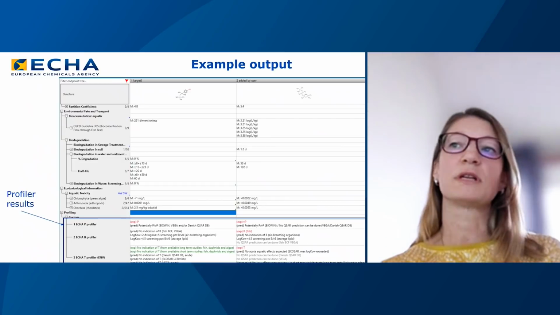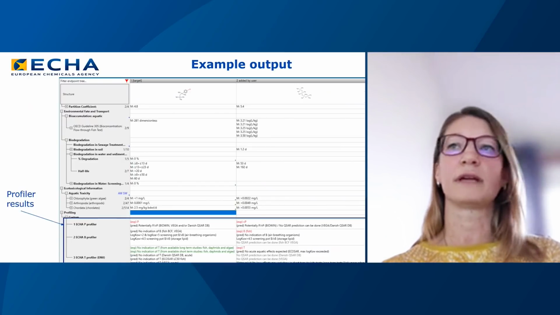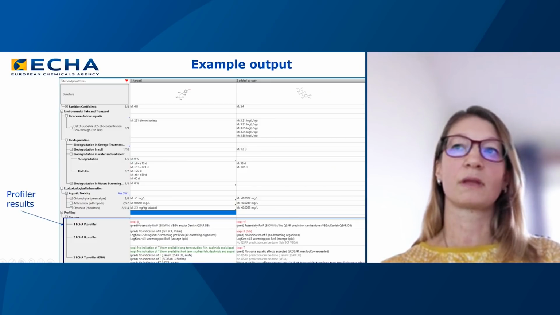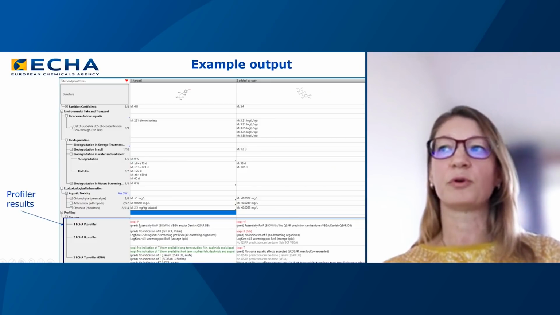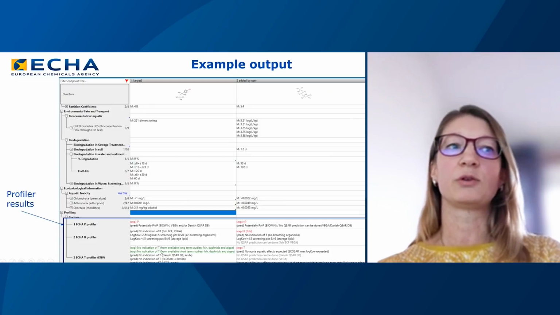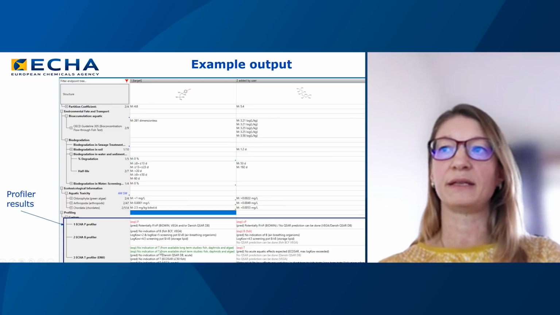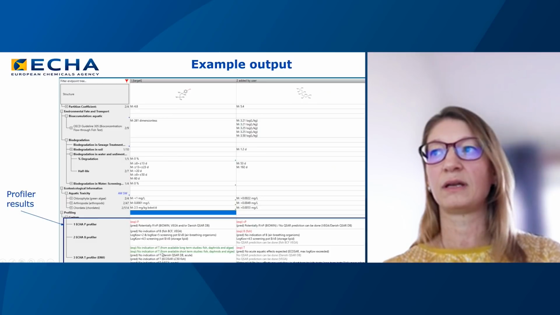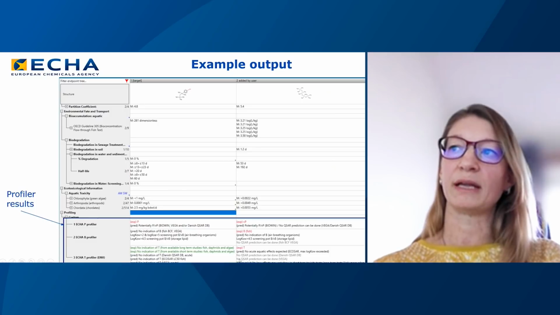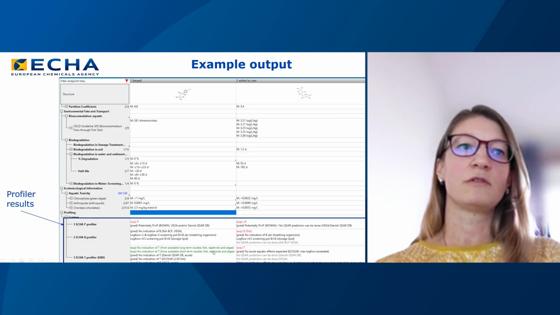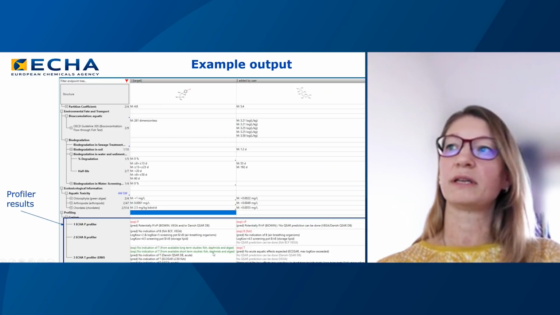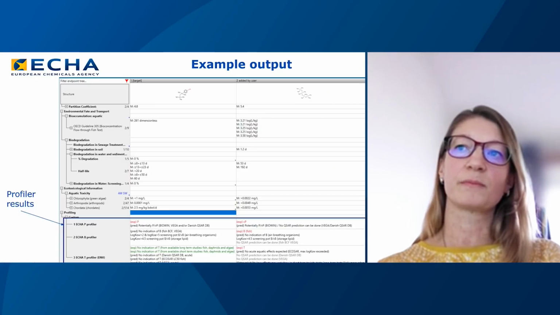This example shows how the output of the profiler can look like. It highlights here in red if there is experimental data pointing towards persistent, bioaccumulative or toxic properties, and in green if experimental data indicate the absence of these properties. It gives in the text information on what type of experimental data was found. For example, here, whether short-term or long-term aquatic toxicity studies are available.